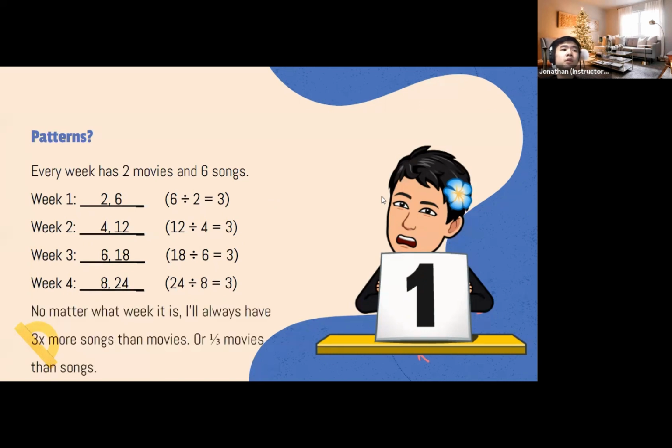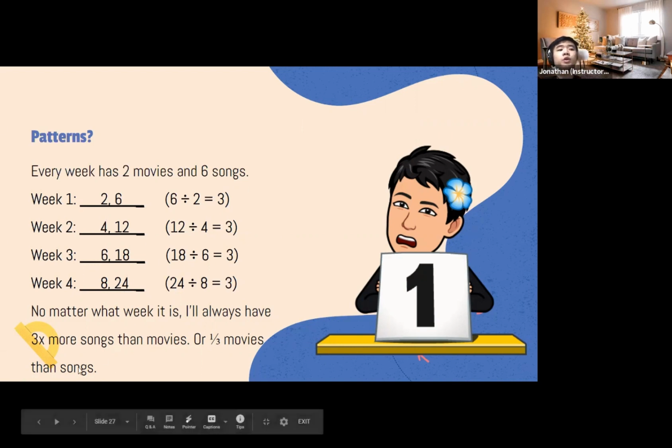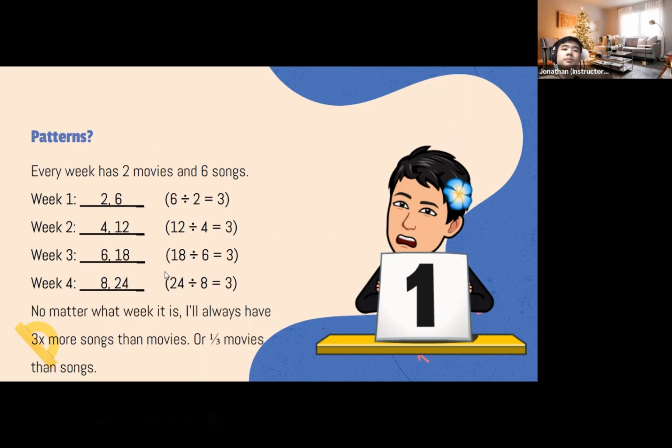Anyways, so no matter what week it is, I will always have 3 times more songs than movies, or 1/3 movies than songs. So if I have, let's say, 100 movies, then I know I'll have 300 songs because it's always 3 times more. So we just basically take information from here and we learn.